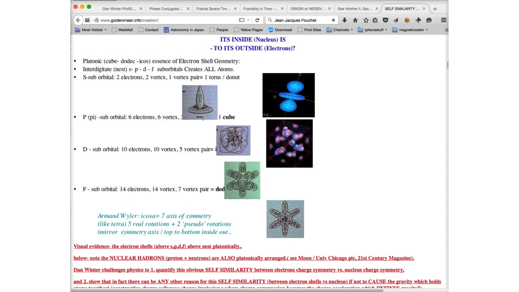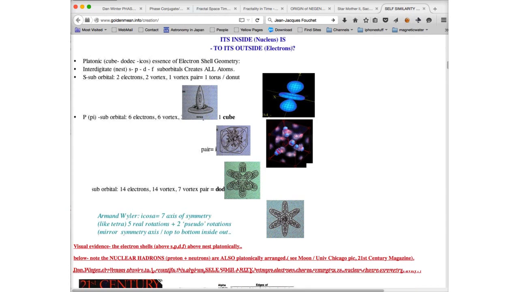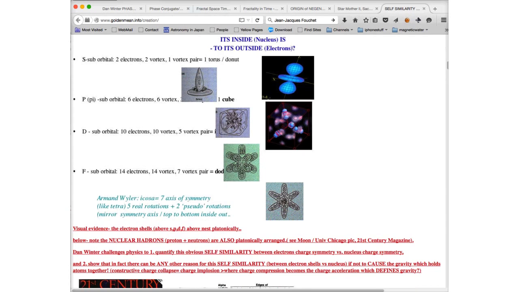And then the D and F suborbitals, what are called the star dumbbell groups in Occult Chemistry. And clearly, they are icosahedrodeca. Specifically, the D suborbital has 10 electrons, 10 vortex, 5 vortex pair related to dodeca. And the symmetry pair opposite, the F suborbital, has 14 electrons, 14 vortex, 7 vortex pair. And 7 vortex pair is the 7-axis symmetry of the tetra.